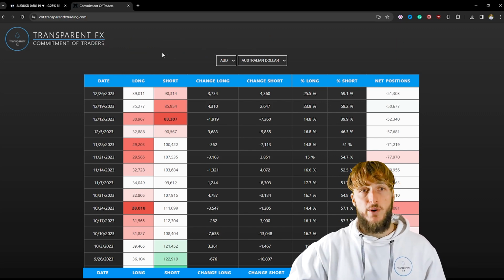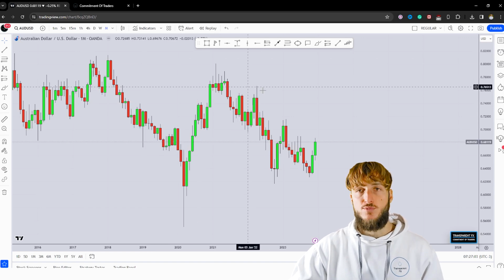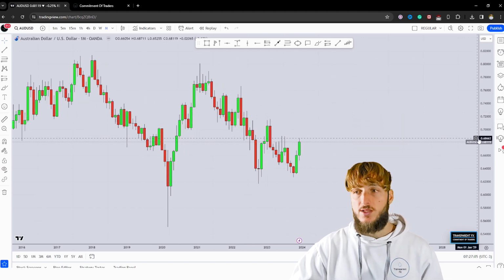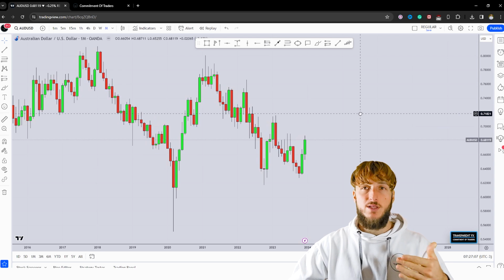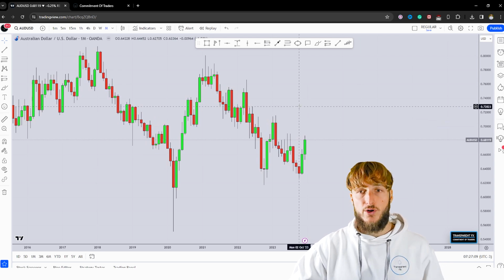And by the end of the video, by using the combination of these two different types of analysis, we will try to understand where we have the highest probabilities for the next potential move here for this pair.